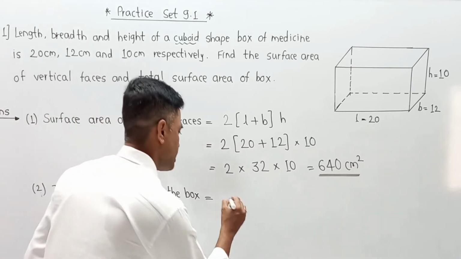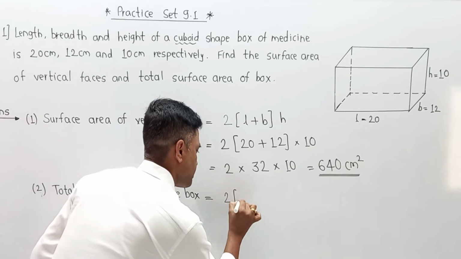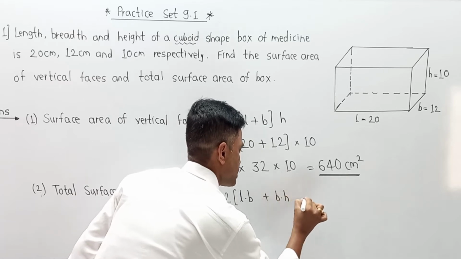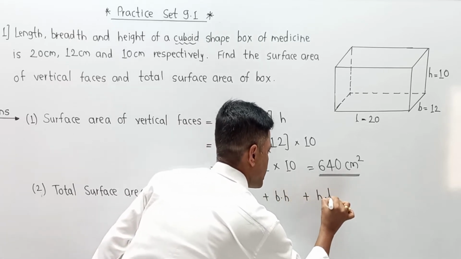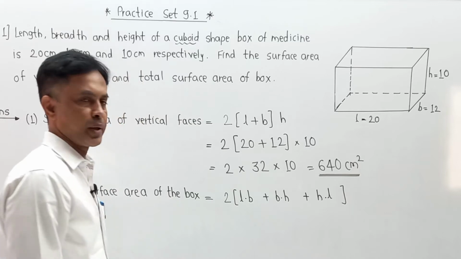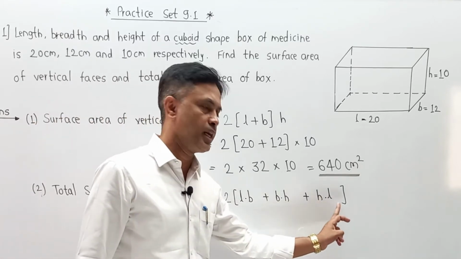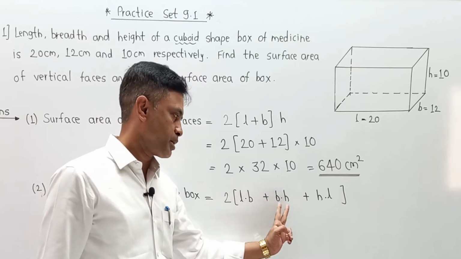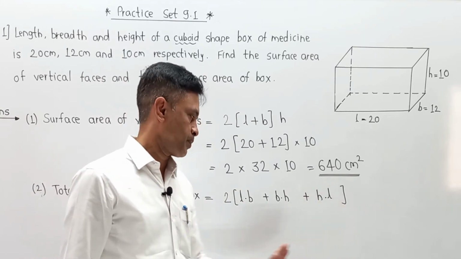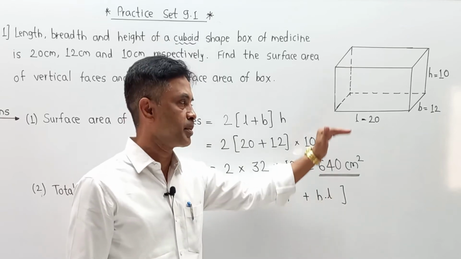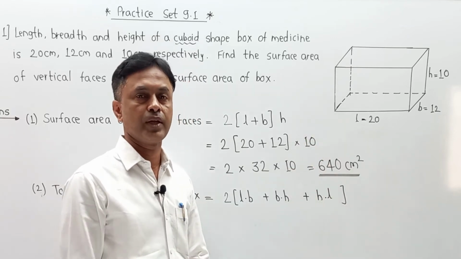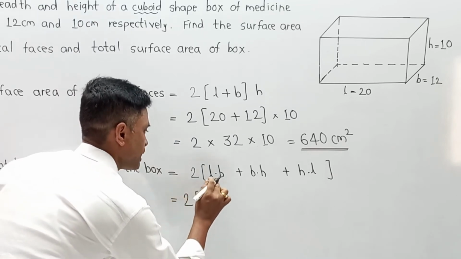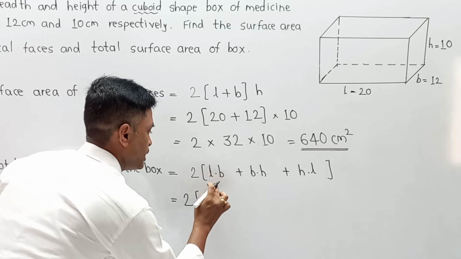So I am going to start with 2 into bracket L into B plus B into H plus H into L. Student, remember one thing, in the book they always write L into H, but in my calculation I am going to keep the sequence L into B plus B into H plus H into L. I have also written it separately, the reason being that we have to put the values below it. Now your part is 2 into bracket L into B, so length is 20 into 12.